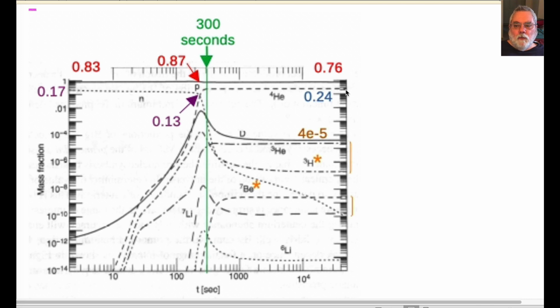Helium is 23.8% by mass of our Sun's outer layer. Helium that our Sun produces by fusion in its core does not get transported to its surface.